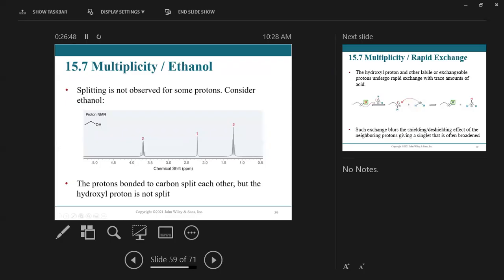I said splitting is not observed for some protons. Consider ethanol. We're not seeing the splitting right here. The protons bonded to the carbon split each other. So they're talking about these protons. This one will be right here. But that alcohol group is not going to split. And they know this because they experimentally determined this.